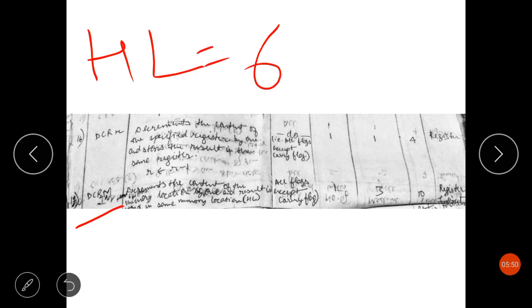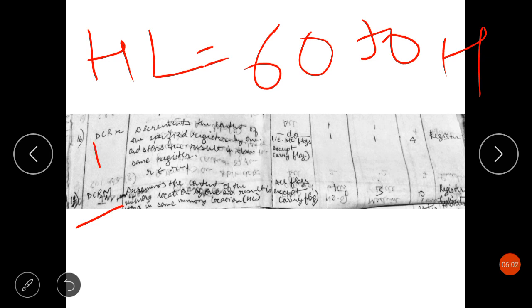Now the next instruction is DCR M. What DCR M does is it is again a decrement instruction. It will decrement the content of the memory location which is pointed out by the HL pair. For example, let the content of the HL pair be 6050H. Then the memory location whose address is pointed out by the HL pair has the address 6050H.